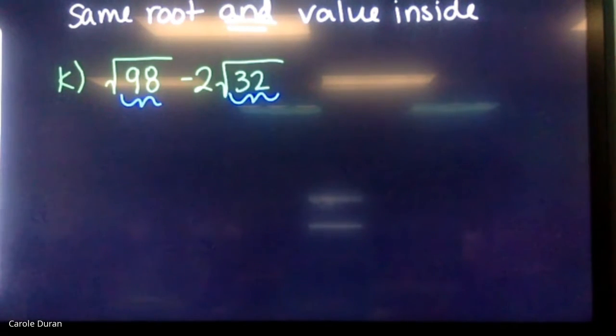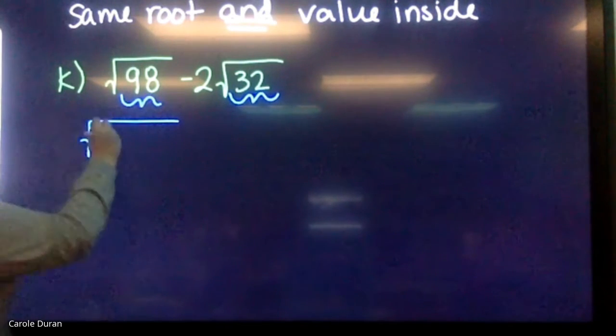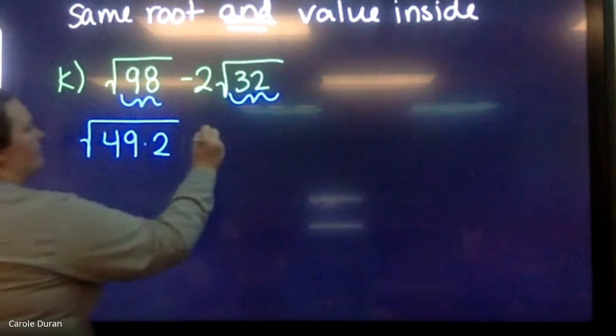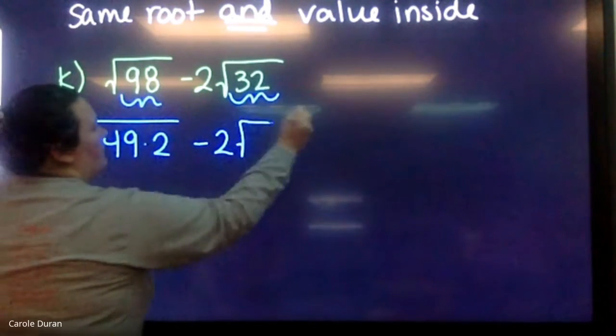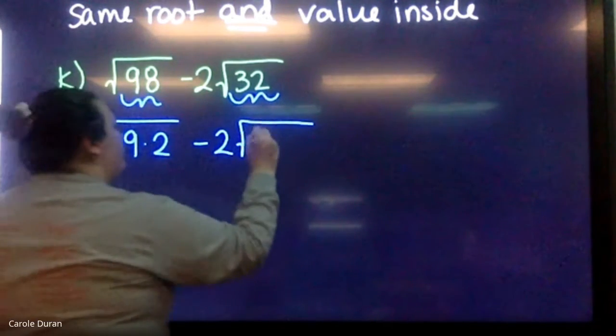So I need to think about what multiplies together to get 98. Anybody have an idea? 49 times 2. That's the best one I've heard. What about what multiplies together to get 32? Just out of curiosity. 16 and 2. Are we seeing a pattern?